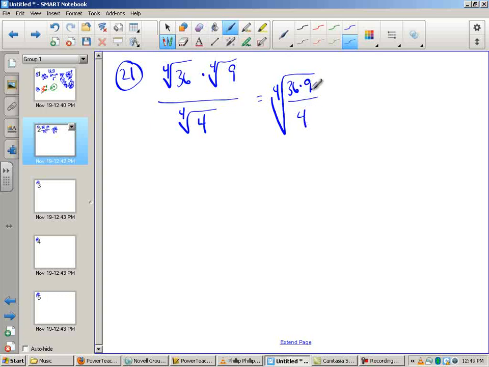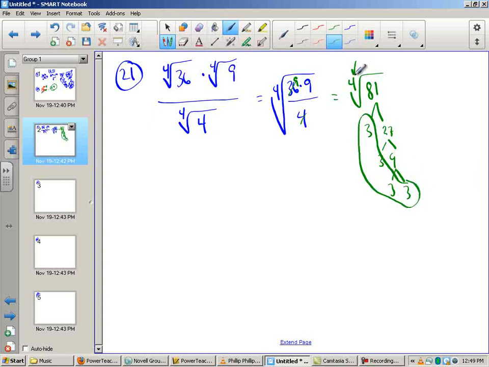And internally, the order of multiplication and division doesn't actually matter. 36 over 4 is really just 9, and 9 times 9 is 81. So it leaves me with the fourth root of 81, which there's lots of ways to get, but if we split it up, we get 3 and 27, which is 3 and 9, which is 3 and 3. You can see that we have 4 3's, which tells me the answer is 3.